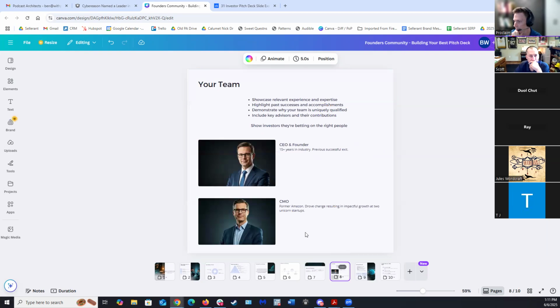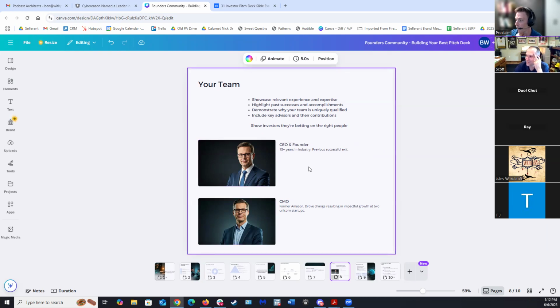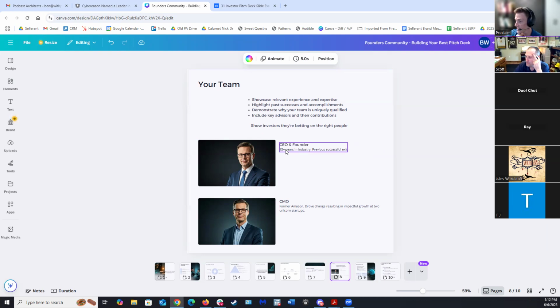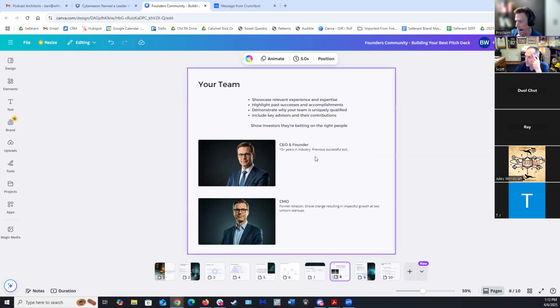Then the team. Yeah, I generated two middle-aged white guys, but that's fine. The one thing I would say on this is, so this is good: 15 plus years in industry, previous successful exit, relevant experience and expertise.